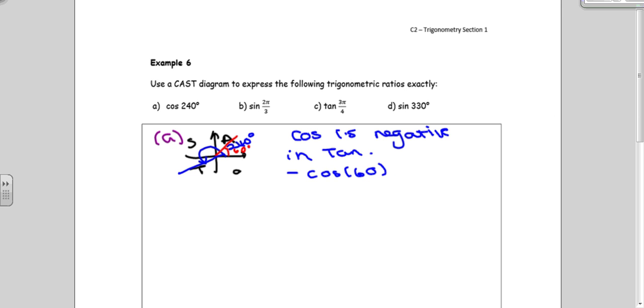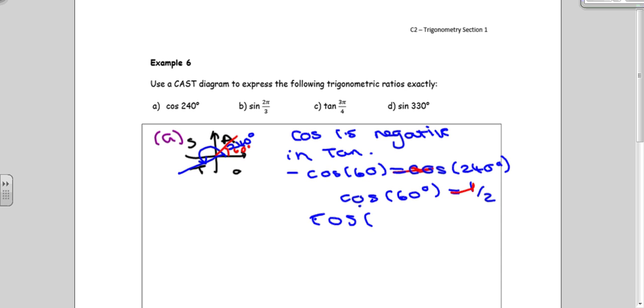that is going to be equal to cos of 240 degrees. So we know from the previous page that cos of 60 degrees is equal to a half. So that means that cos of 240 degrees is equal to minus a half. So we have our final answer, cos of 240 degrees is equal to minus a half.